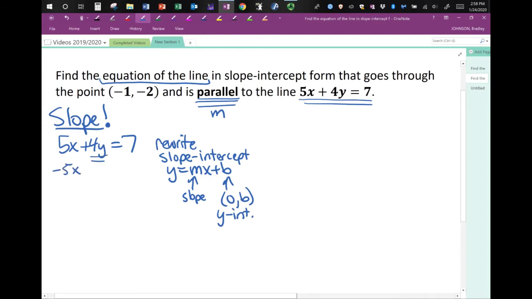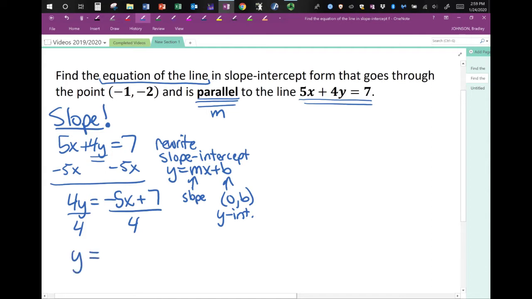We need to move the 5x away from whatever is multiplied by the y. So we get 4y = -5x + 7. But we're not quite done. We need to divide by 4, and when you divide by 4, you divide everything by 4.